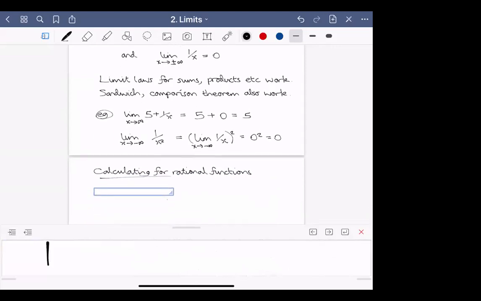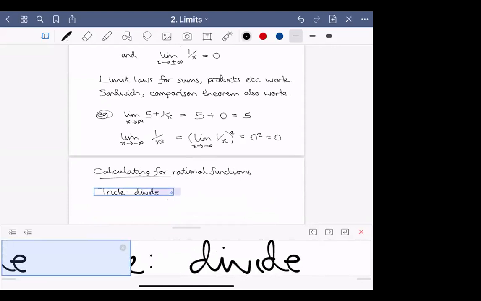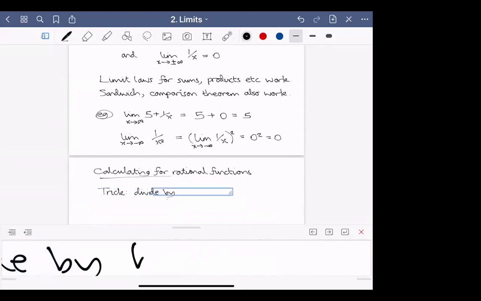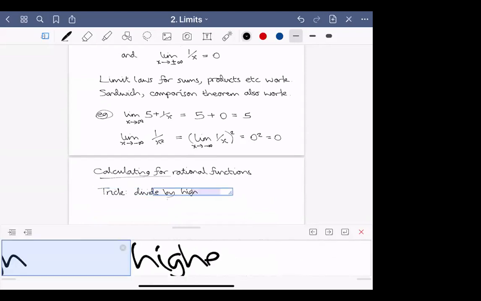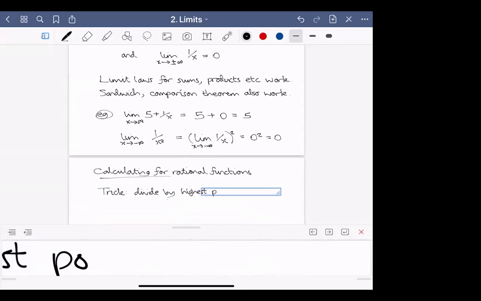So here there's a trick. We divide by highest power in the denominator. So let me show you what I mean.